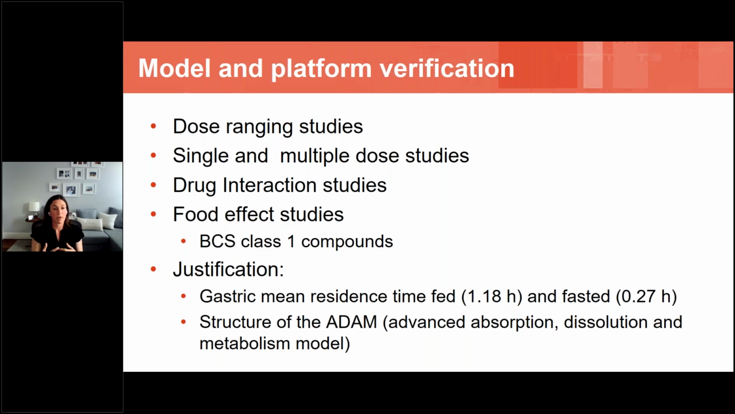But for the BCS class 1 compounds, we could, because basically the parameter that affects the Cmax and the AUC for these BCS class 1 compounds that have high bioavailability tends to be the changes in gastric emptying. So we did that only for those BCS class 1 compounds. And they also asked us to justify our assumptions of the gastric mean residence time, and we also had to justify the structure of the ADAM model. So in collaboration with SimCYP, with their help and the work of a lot of people, we were able to do the model and platform verification during the review process.